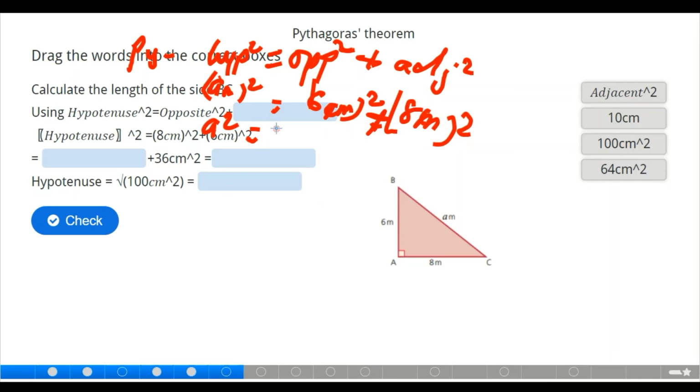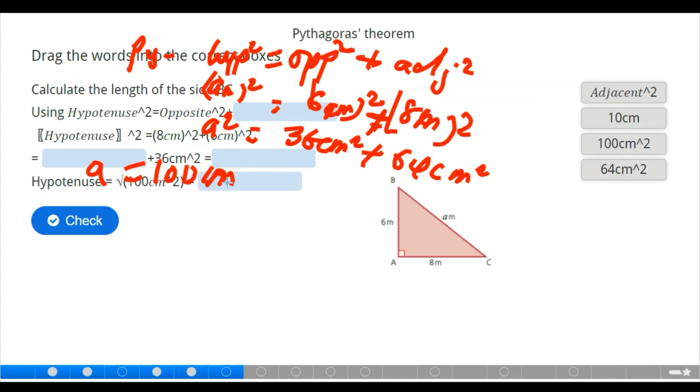So that is a square equals 6 times 6 will give us 36 centimeter square, plus 8 times 8 will give us what? 64 centimeter square. So having that, we can say that a square equals 36 plus 64 will give us what? That is 100 centimeter square.